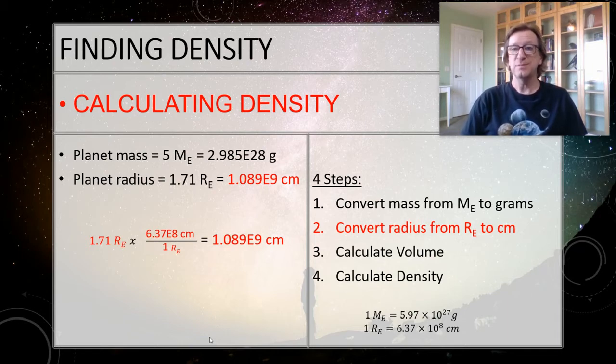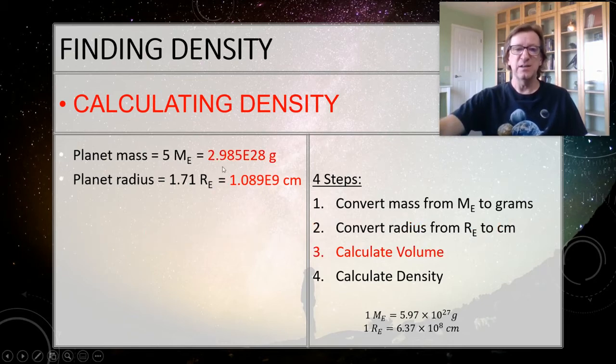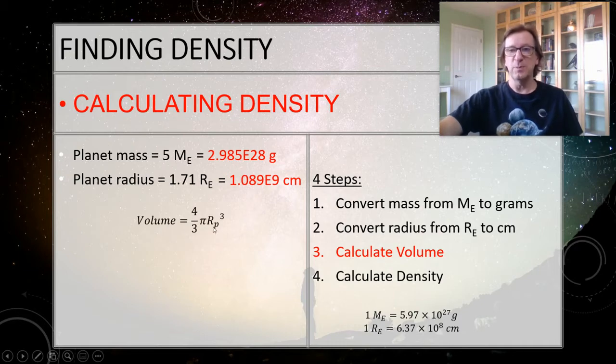Are we done? No. We never, ever, ever just divide these two numbers. That's not going to work. Instead, I need to first find the volume. That's step 3. So here's the formula for the volume. If you don't remember it from high school, that's 4/3 pi r cubed. This needs to already be in centimeters.